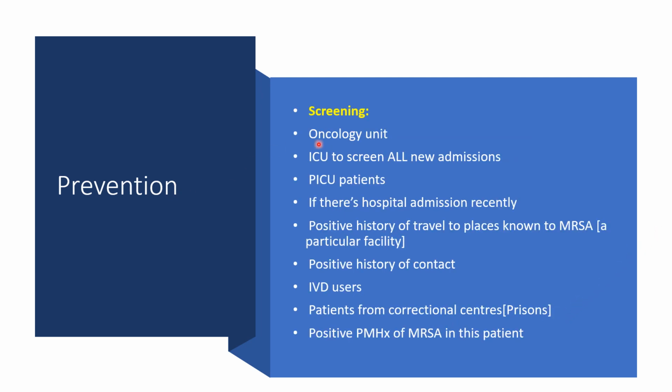Still on prevention, now screening. We cannot be screening everybody, right? But if we are working in a particular unit, we embark on screening, particularly for the newly admitted patients. And let's go through the list. Oncology unit. Why that? The cancer itself, the chemotherapy, the radiotherapy, all different medications they are taking can suppress the immunity. Bone marrow could be down with neutropenia at the same time. This is a serious issue.